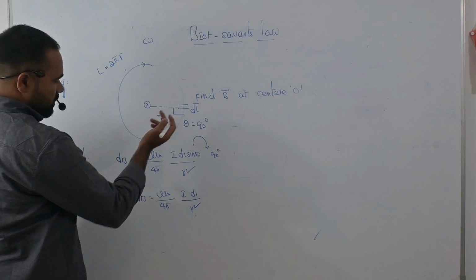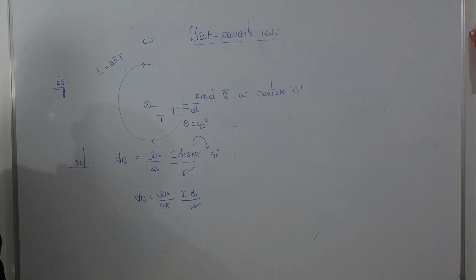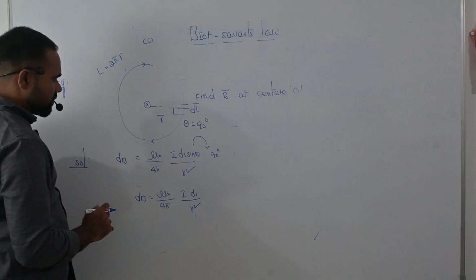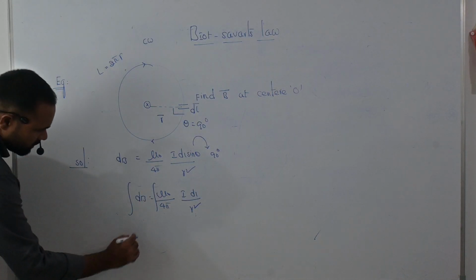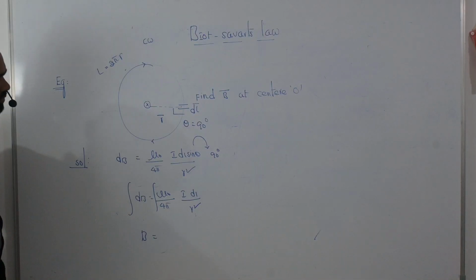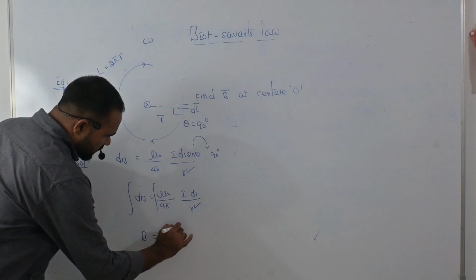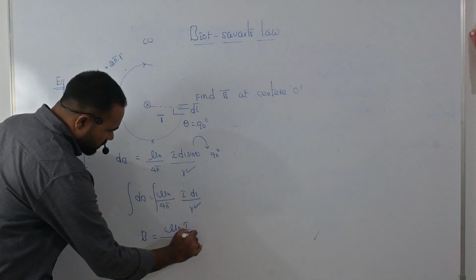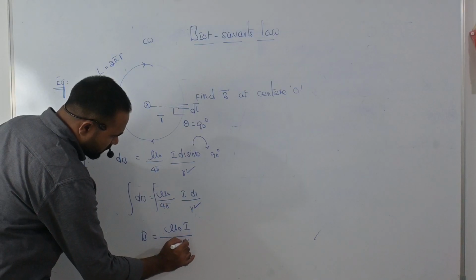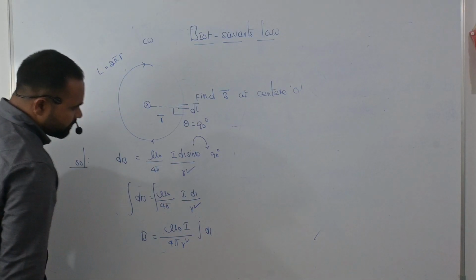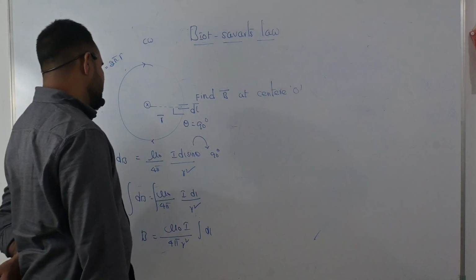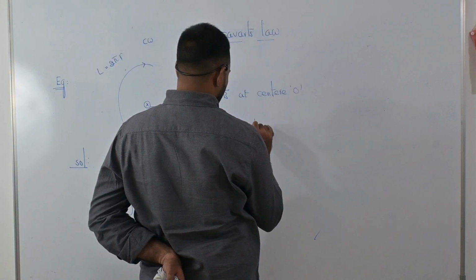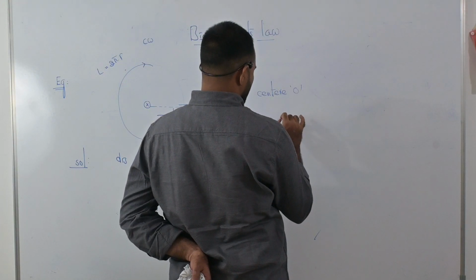So this is the magnetic field due to the small element. I want to find the total magnetic field strength of the entire current-carrying circular coil. So immediately we do the integration. Integral dB is B, and mu naught by 4 pi, I and r square are constant, so we can write them outside: mu naught I by 4 pi r square times the integral of dl. Integral dl means the circumference of the circle, which is 2 pi r.